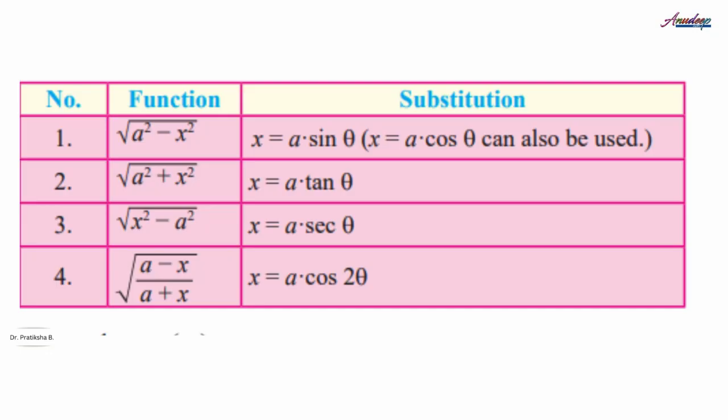In the substitution method, we suggest you substitute the value of x so that the problem simplifies. As you can see on the screen, it is root of a square minus x square. So if we substitute the value of x as a sine theta or a cos theta, then you can take out the common a square outside and you get 1 minus cos square theta or sine square theta, and then you can simplify the problem further. So that is what is advisable. If you see root of a square minus x square, the substitution can be a sine theta or a cos theta.